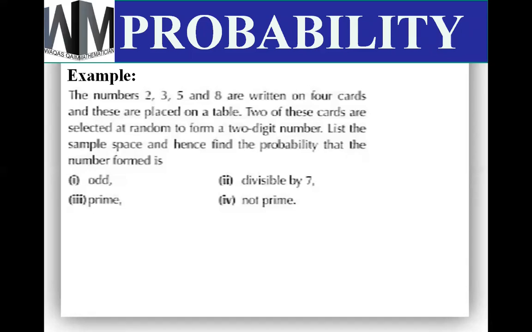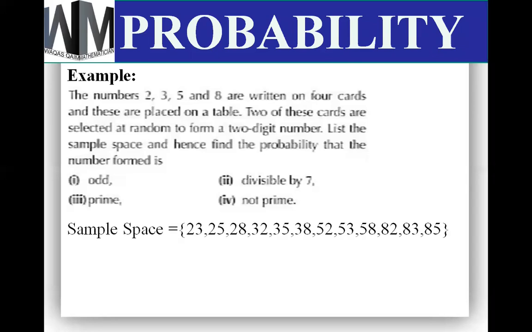Okay, so let's have a look. A sample space could be 23, 25, 28, 32, 35, 38, 52, 53, 58, and 82, 83, 85. So 12 possibilities are there. Okay, any confusion with this one?